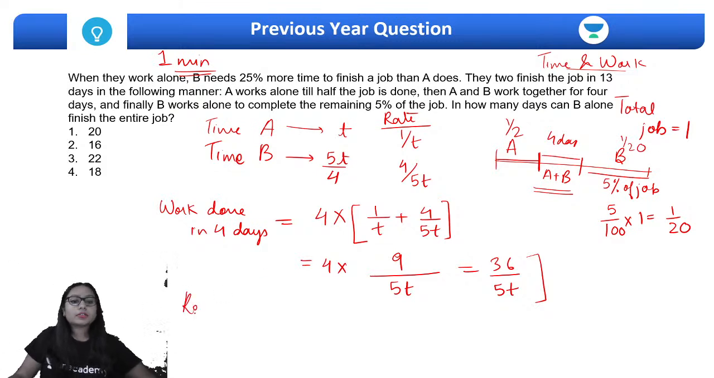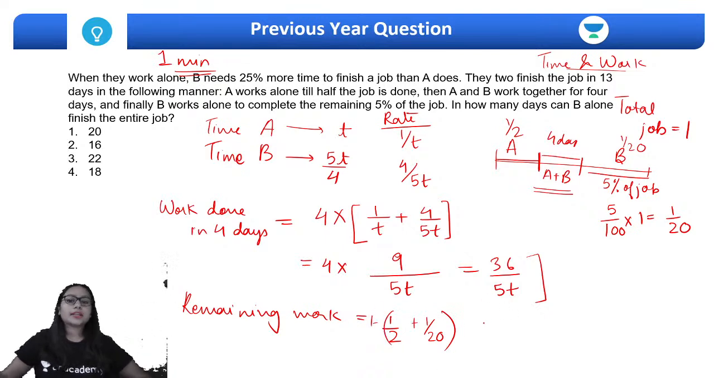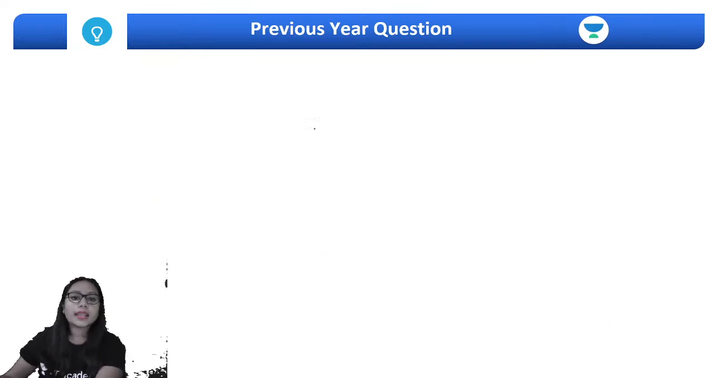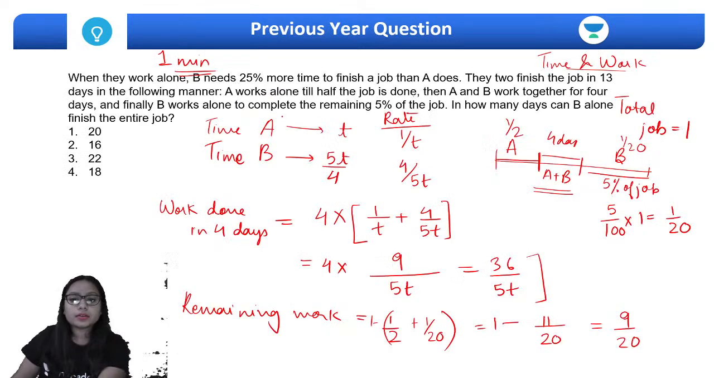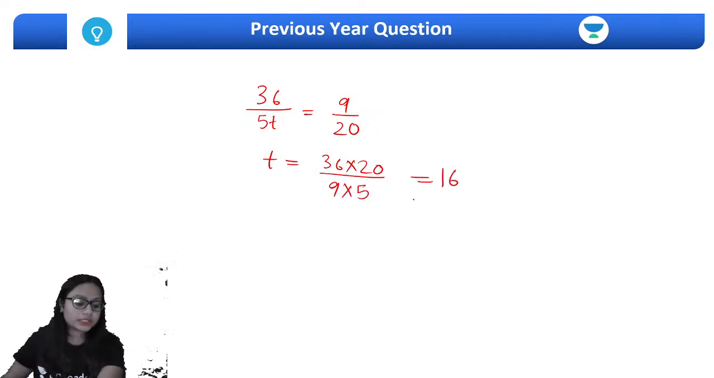So the remaining work is 1 by 2 plus 1 upon 20 subtracted from the total work, that is 1. So this is 1 minus, 20 would be the LCM, 11, hence this is 9 upon 20. So from here I get that 36 upon 5T is equal to 9 by 20. Alright, so from here I get the value of T as 36 into 20 upon 9 into 5. So if I simplify this, I will get the value of T as 16.